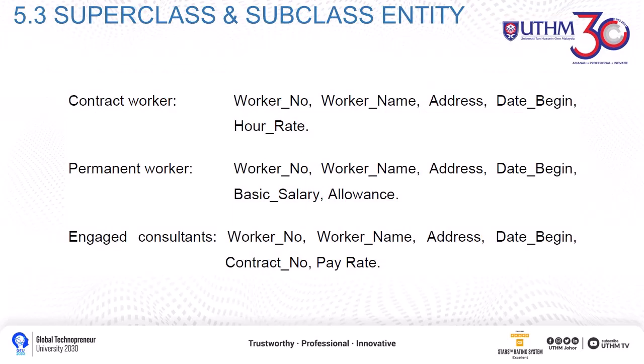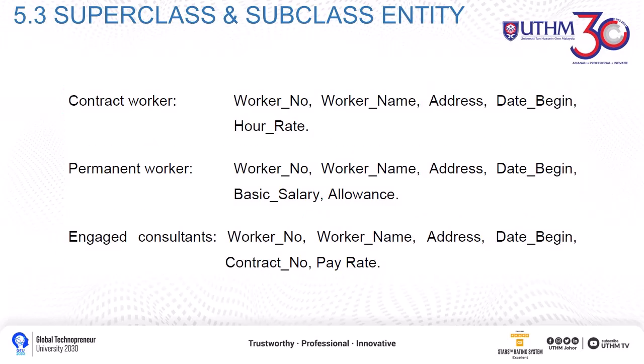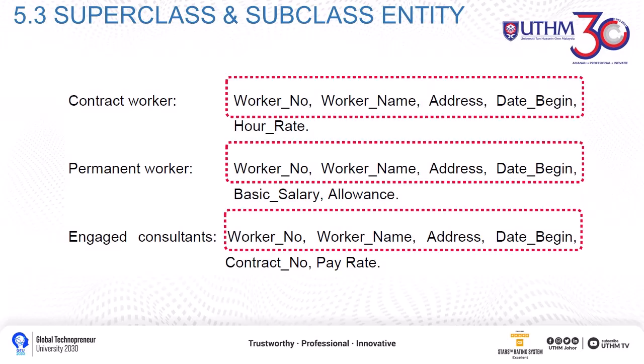Let's look at the example on the slide. There are three different types of workers: contract, permanent, and consultant. What are the similarities between all three types of workers? Yes, they have a few attributes which are the same, namely worker number, worker name, address, and date begin.